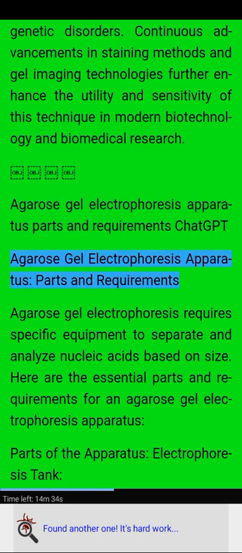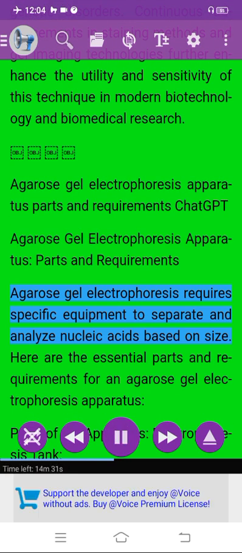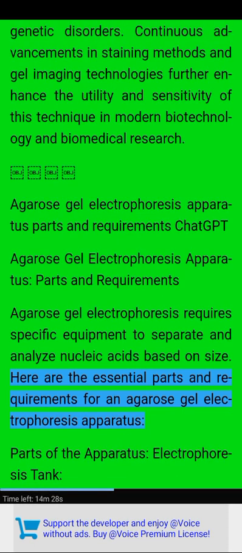Agarose gel electrophoresis apparatus parts and requirements. Agarose gel electrophoresis requires specific equipment to separate and analyze nucleic acids based on size. Here are the essential parts and requirements for an agarose gel electrophoresis apparatus.